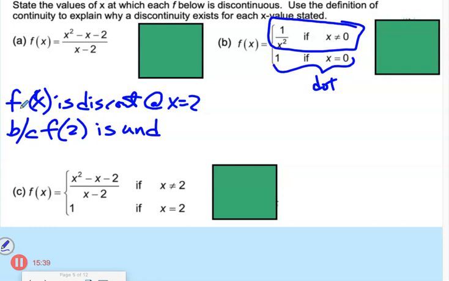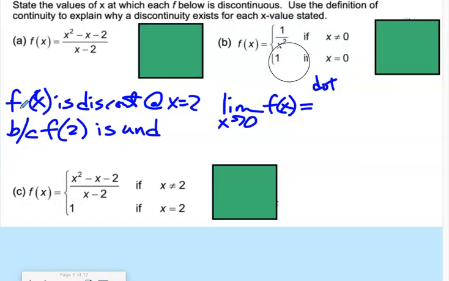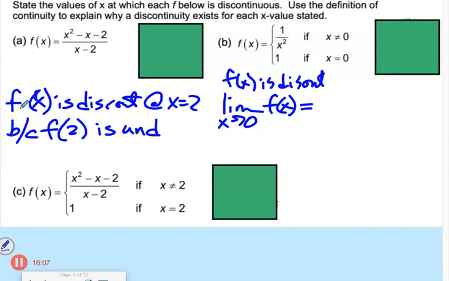So if we find the limit of f of x, without even knowing what the limit is, if we plug in a 0 to the top, we get not 0 over 0, which means the limit does not exist, right? So we would say f is discontinuous at x equals 0 because the limit as x approaches 0 does not exist.